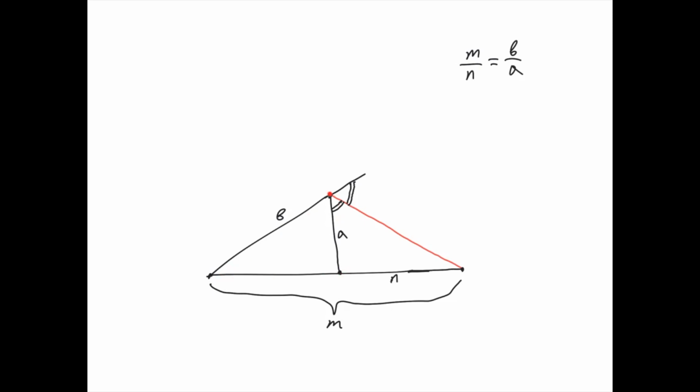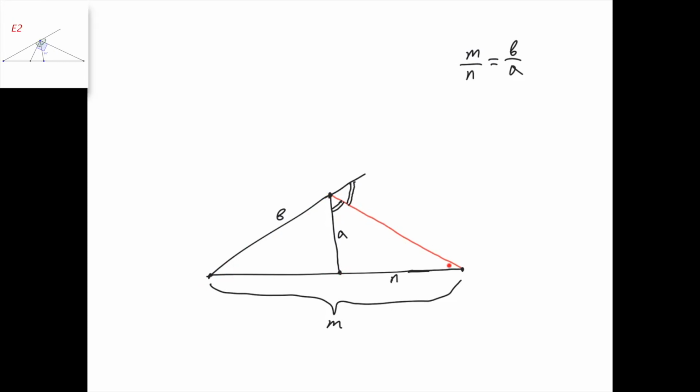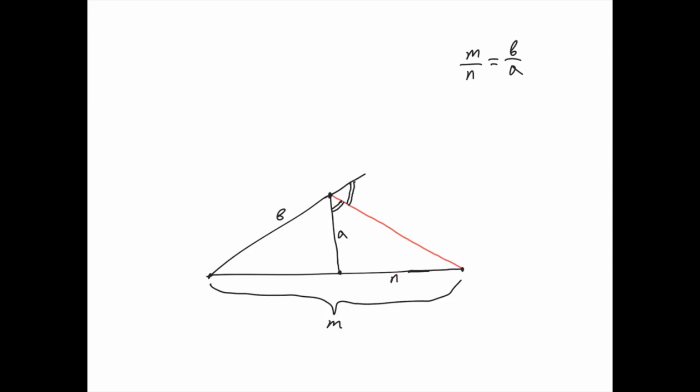Suppose we have a triangle, and this is the external angle bisector of this angle. It intersects this side here, and we label this side as M, this as N, this A, and this B. Then we're going to prove that M divided by N equals B divided by A. If the angles of the triangle are alpha, beta, and gamma, then this angle equals 90 minus gamma over 2.